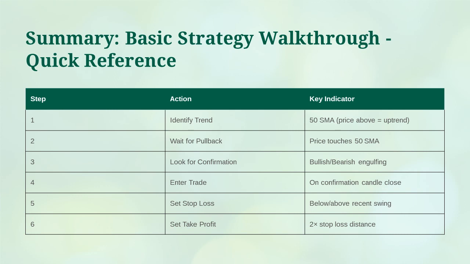Step 3. Look for confirmation. Bullish or bearish engulfing pattern. Wait for the candle to close. Step 4. Enter trade. Enter at the close of the confirmation candle. Step 5. Set stop loss. Below recent swing low for buy. Above recent swing high for sell. Step 6. Set take profit. 2 times your stop loss distance.